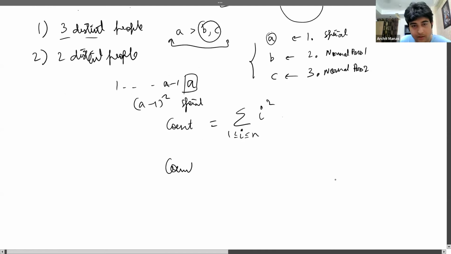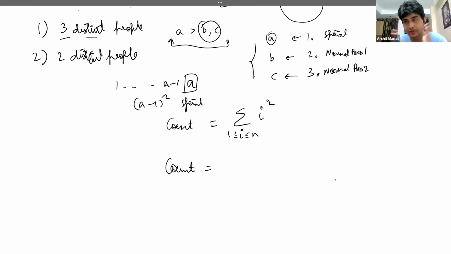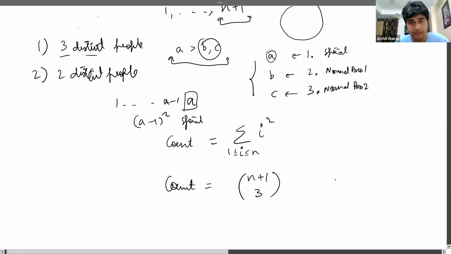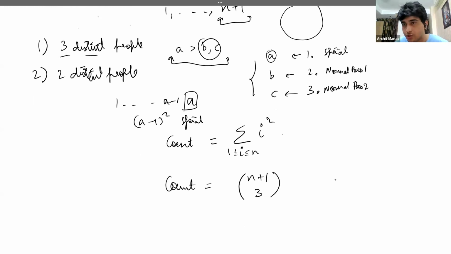On the other hand, it's just all the cases that one could have, and then all the cases two could have. You're just going to sum those up. So, the number of possibilities for one is n plus 1 choose 3, because any three distinct people you pick, the oldest, let's assume these are their ages, would get the special pass, and the other two would get normal passes. But how many ways are there to choose who gets normal pass one and normal pass two? There are two ways, right?